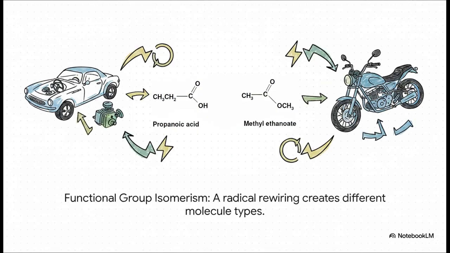And now for the most dramatic one of all, functional group isomerism. This isn't just moving a piece around. This is a total rewiring of the molecule. On the left, we have something called propanoic acid. It's a carboxylic acid. But on the right, using the exact same atoms, just rearranged, we've made methyl ethanoate, which is a completely different type of molecule called an ester. They're in totally different chemical families. It's like taking all the parts for a car and somehow rebuilding them into a motorcycle.